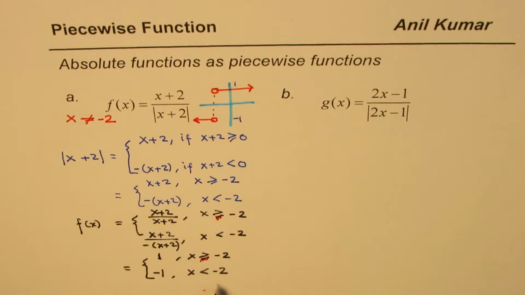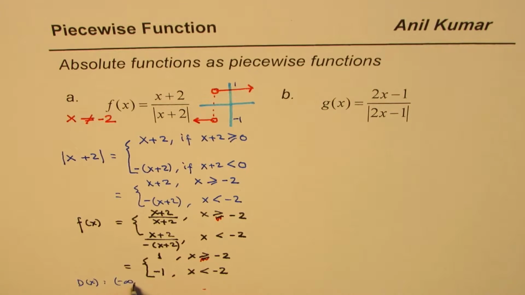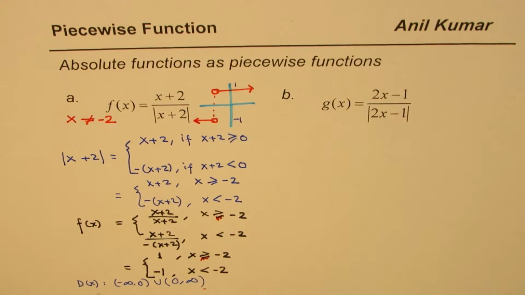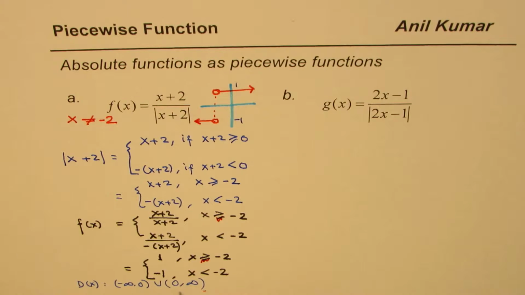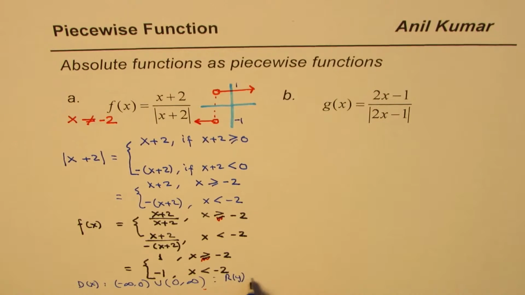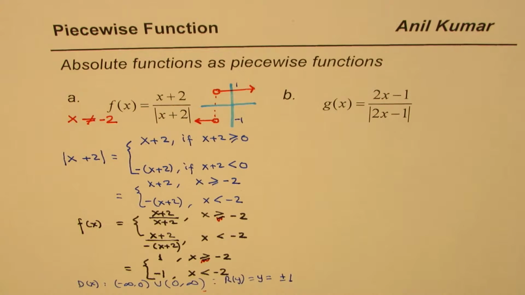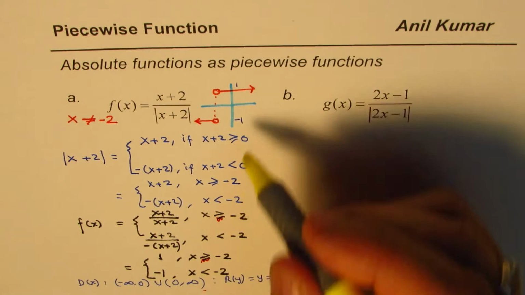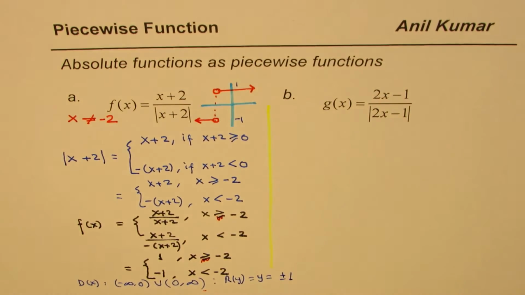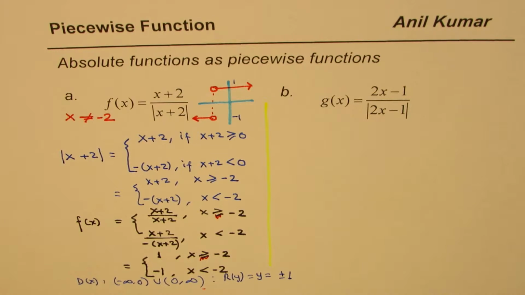And as you can see from here, the domain here is what? Domain is from minus infinity to 0, union 0 to infinity. Do you see that? Domain is not all real numbers. This is very important to understand. And what is the range? Range you can write as y equals plus and minus 1, correct? So this really helps you to understand the whole concept. And remember, the denominator cannot be 0, right? And therefore, it is important to exclude that equal to mark from this particular example.